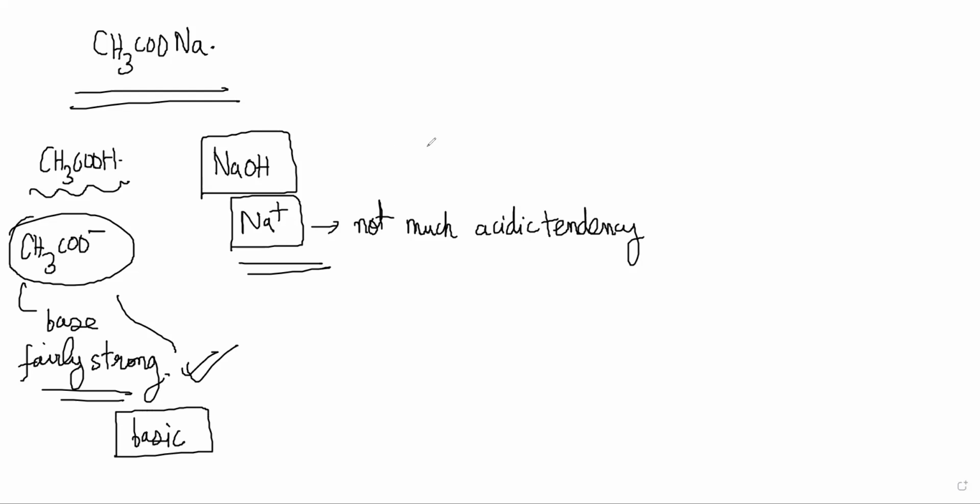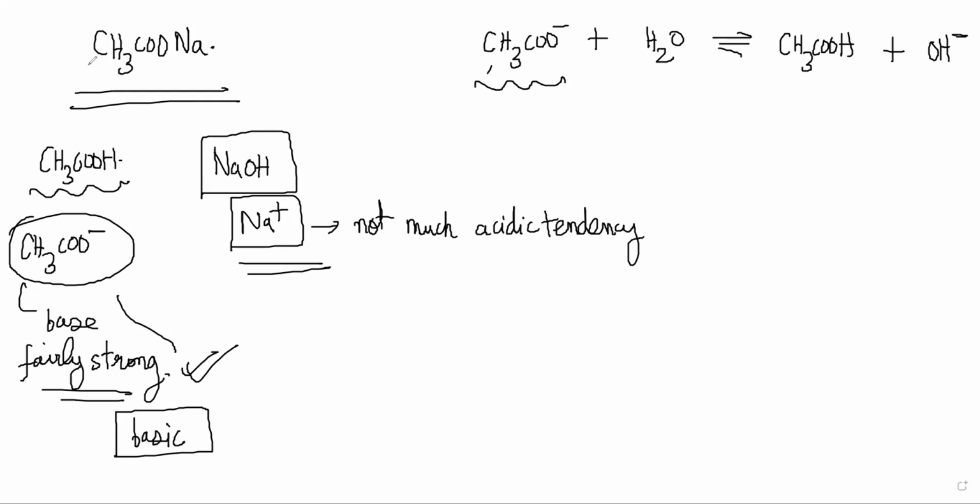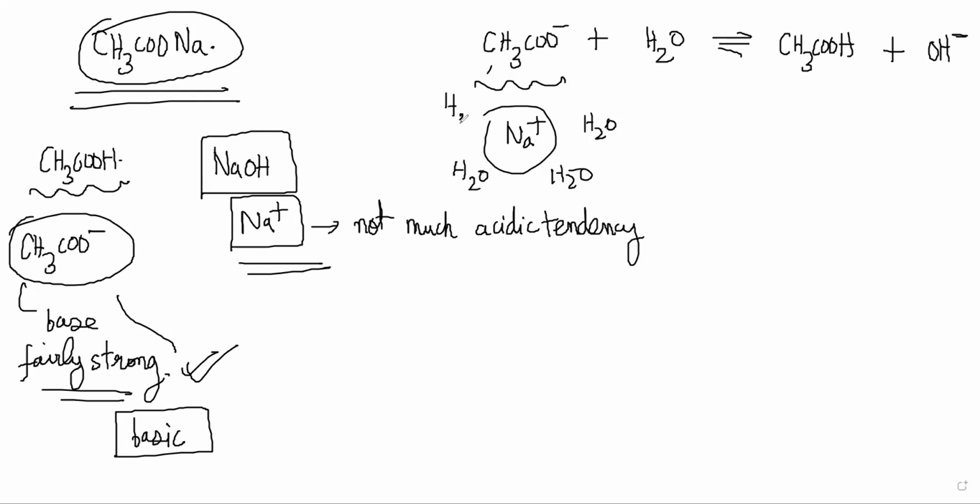So what will happen in the solution? The acetate ions will react with water and behave like a base. So it will accept a proton from water and become this plus OH minus. This is what happens when you mix sodium acetate in water. Na plus doesn't do much. Na plus just gets hydrated and surrounded by H2O, H2O, H2O. It stays like this. It is stable enough like this. So this is what happens. Are you understanding?